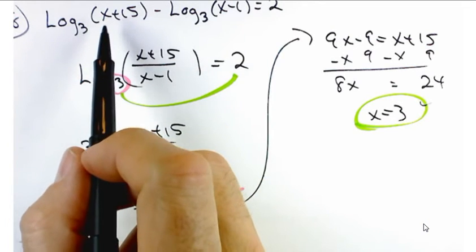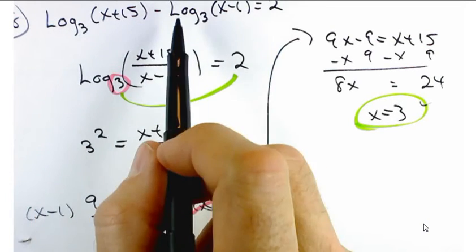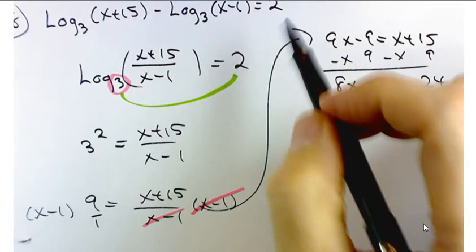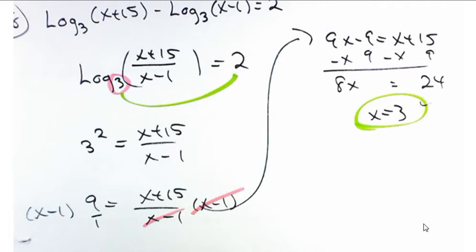You'd end up with a log base 3 of 18 minus the log base 3 of 2, which turns into the log base 3 of 9, and log base 3 of 9 is 2. But at the very least, make sure that you don't have any negative logarithms.